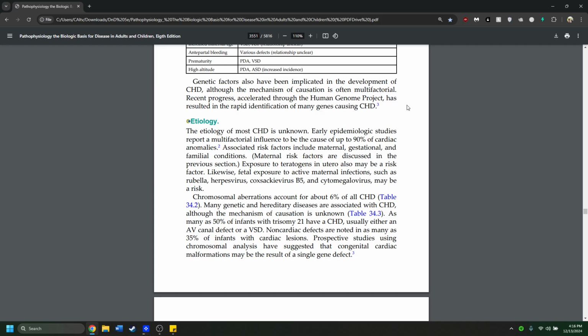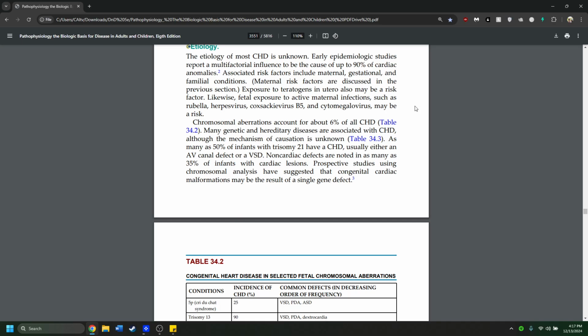Early epidemiologic studies report a multifactorial influence to be the cause of up to 90% of cardiac anomalies. Associated risk factors include maternal, gestational, and familial conditions. Exposure to teratogens in utero also may be a risk factor. Likewise, fetal exposure to active maternal infections such as rubella, herpes, Coxsackie virus B5, and the cytomegalovirus may be a risk factor.